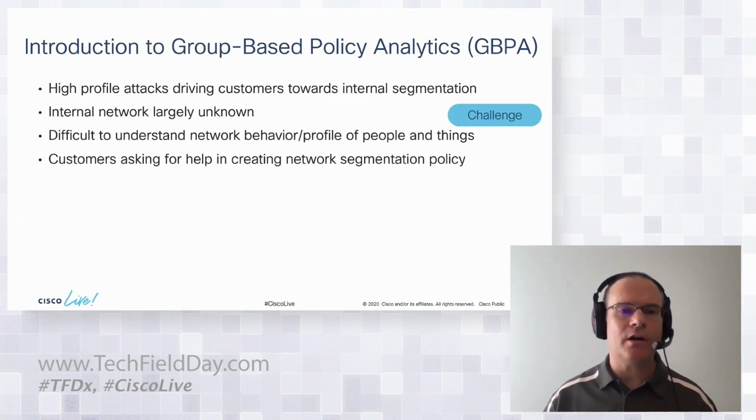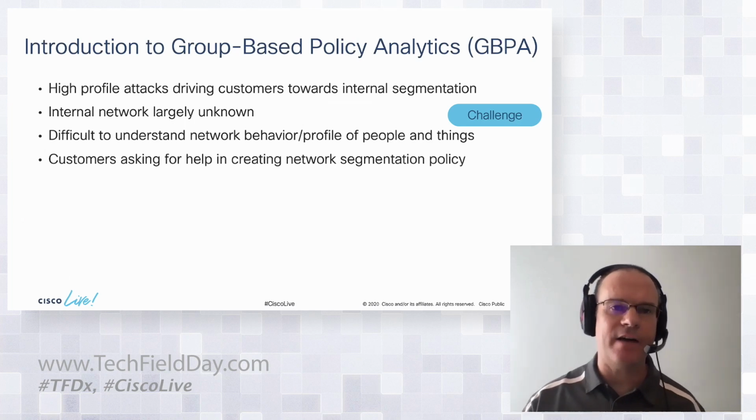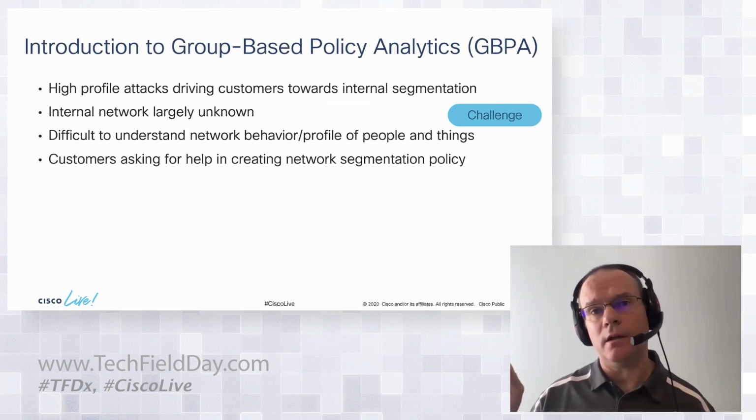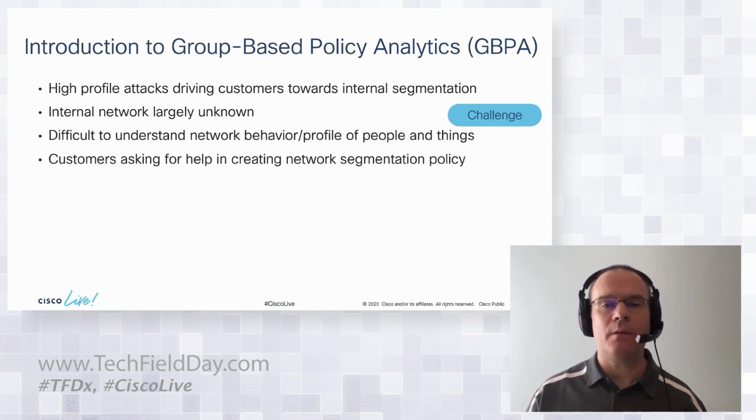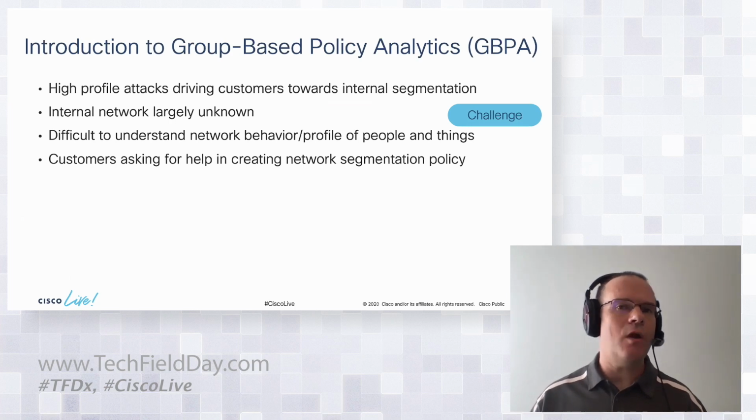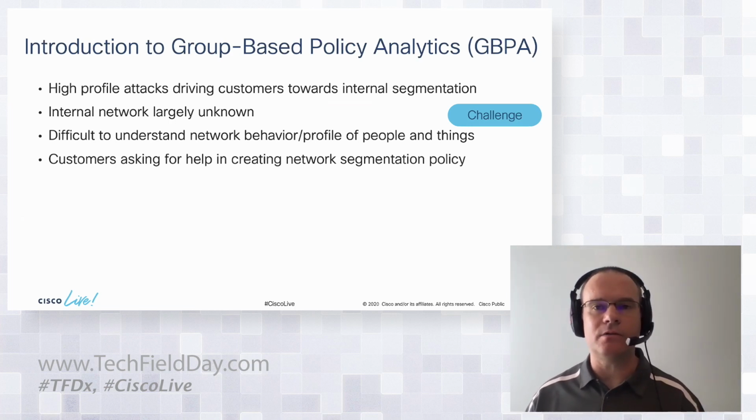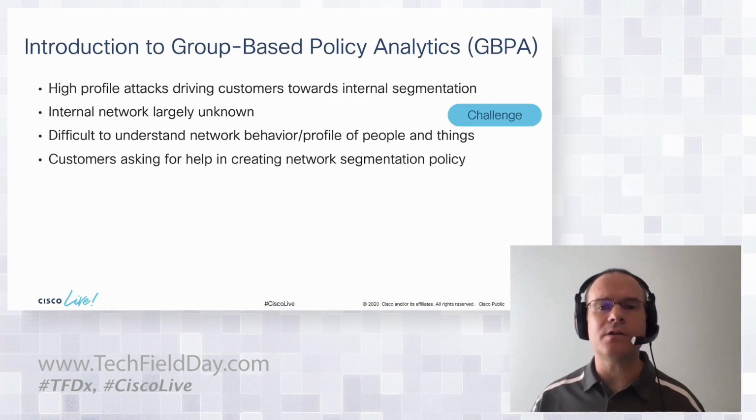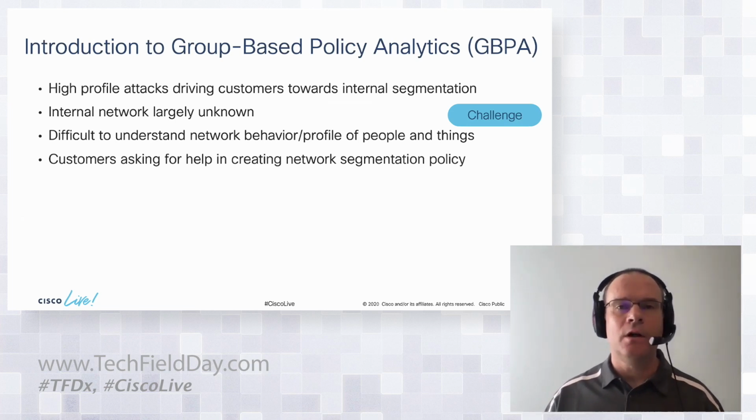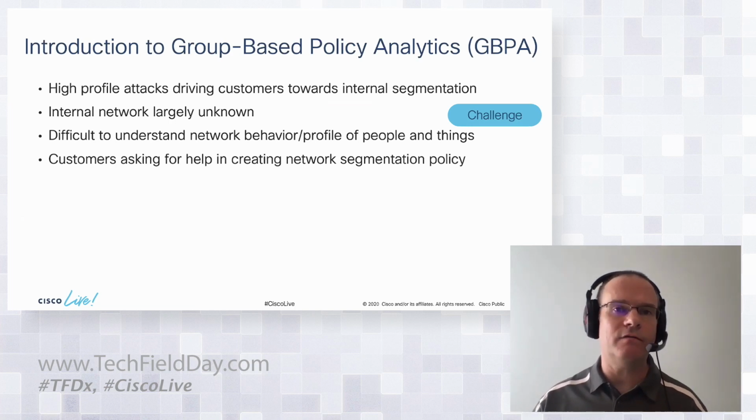So the challenge that our customers have is that high-profile attacks have happened, whether an actual adversary or just malware that's propagating haphazardly through the network. And people want to mitigate those problems, but they largely have a network that is unknown. They don't know what the network profile is of the applications. They don't even know what the applications are in some instances. And they don't know what the patterns of good behavior versus bad behavior are. So it's difficult for an administrator to understand that behavior of a person or a network or a thing.